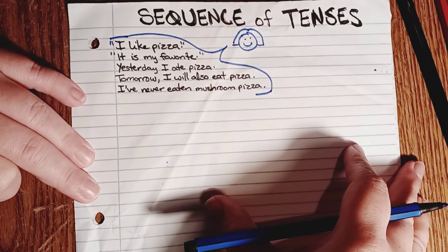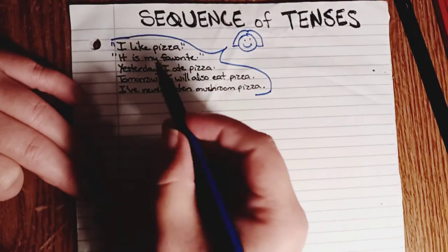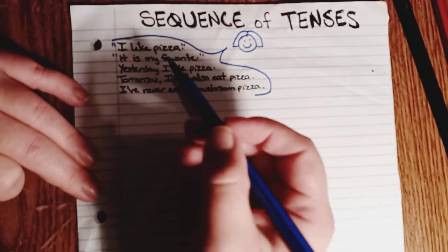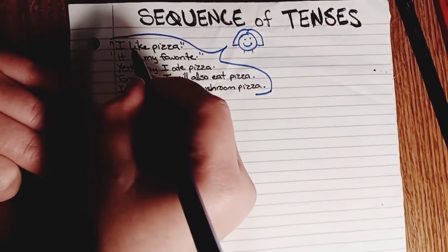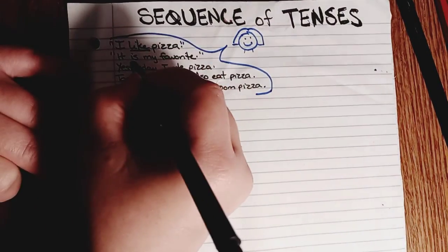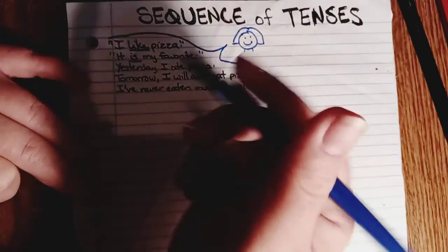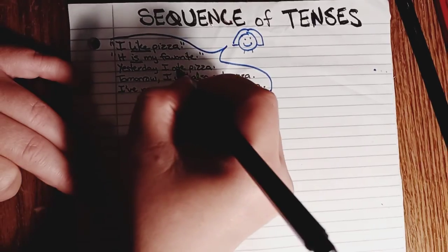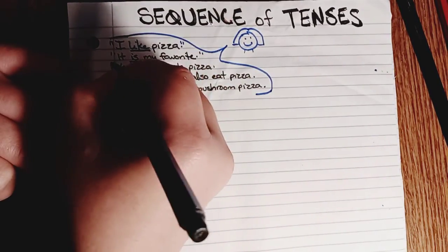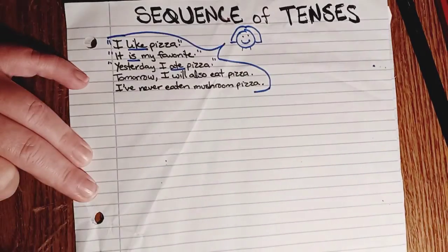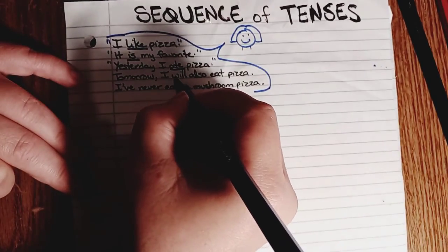So what we're doing now is reporting speech. I have several statements in different tenses that this little girl might say. She says, for example, I like pizza. It is my favorite. So she's talking about the present, about her tastes in the present. Yesterday she ate pizza. So she says, yesterday I ate pizza. These are the words coming right out of her mouth. And tomorrow I will also eat pizza.